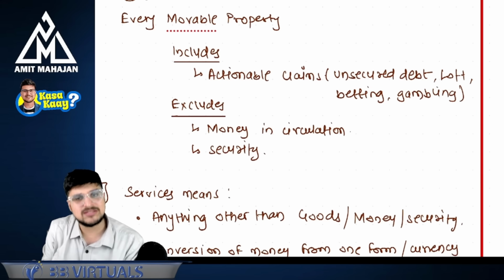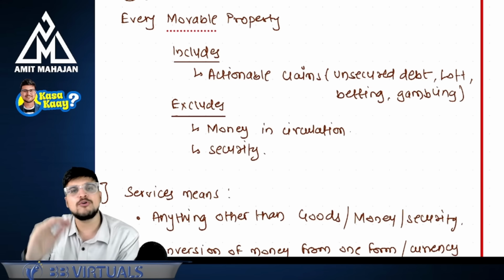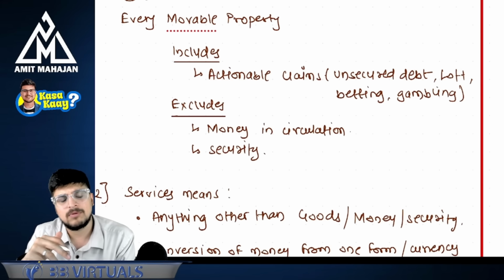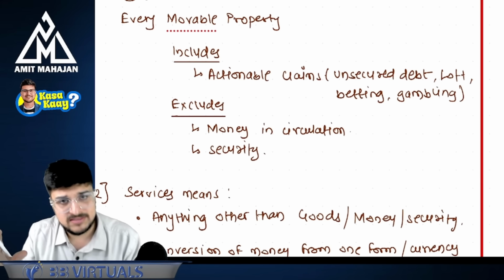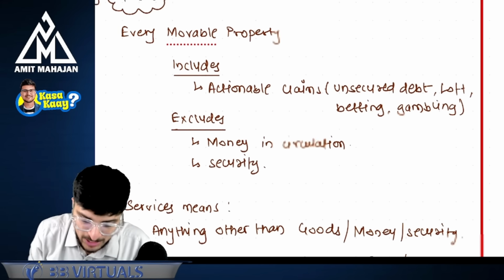Security means shares, debentures. These are securities. If you trade any security, then in that case, there will not be any GST. Perfect. It will not be considered as supply. So every movable property, including actionable claim, but excluding what? Money in circulation and security. Okay. So what is the meaning of service?